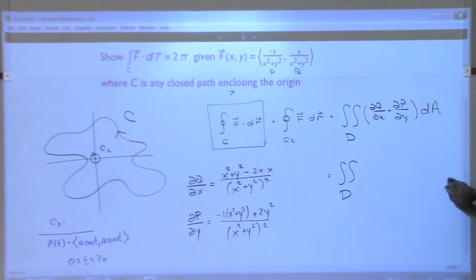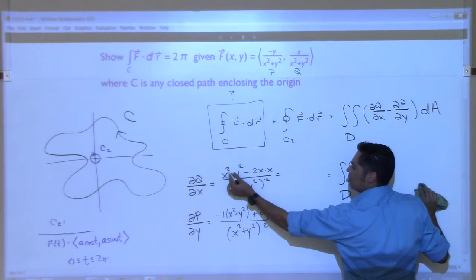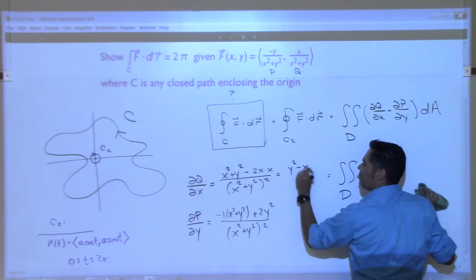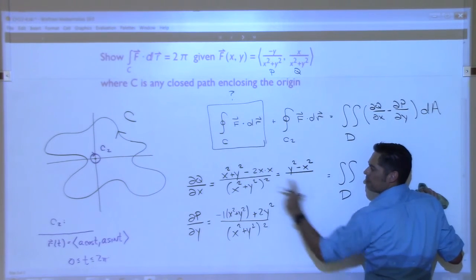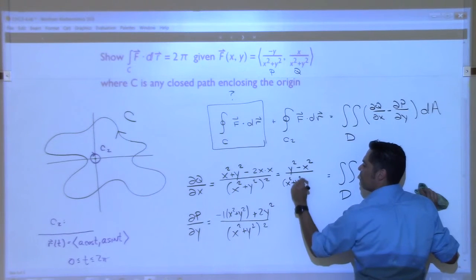So we're subtracting, so what do we get there? We should be getting, hold on. We should get 0 here, because we're supposed to do this one minus this one, right? This one minus this one. Let's clean these up a little bit. I don't like looking at that like that. So x squared plus y squared minus 2x squared is the same as y squared minus x squared, right? On the top? Yes? Okay, over x squared plus y squared, squared.